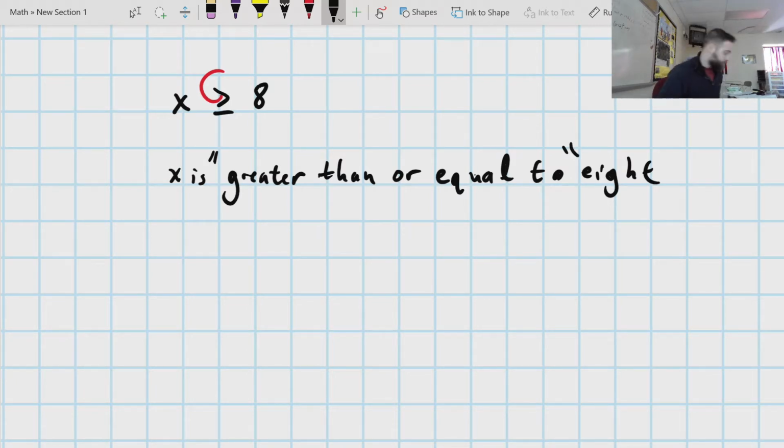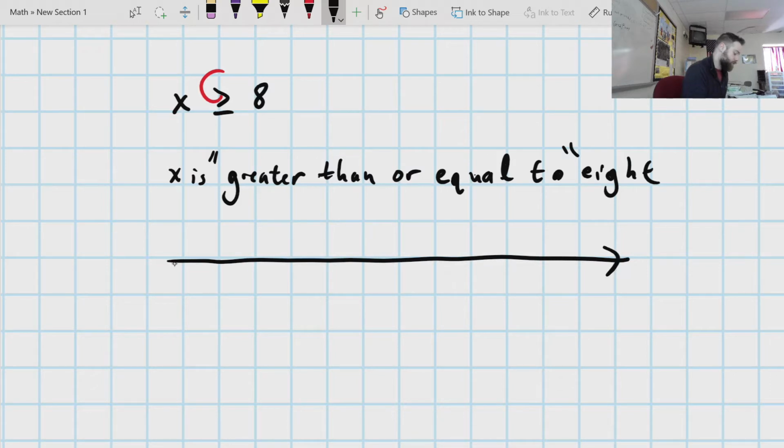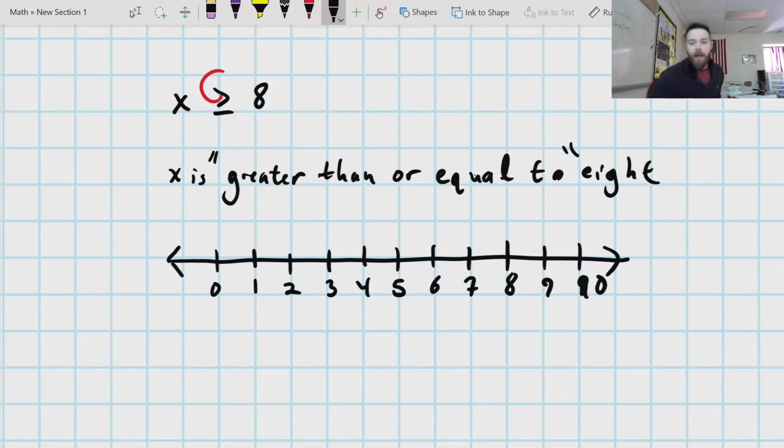So in this case, what are numbers that are greater than 8? Well, to kind of visualize that, I'm going to draw this number line. So I've got 0 here, 1, 2, 3, 4, 5, 6, 7, 8. And now I decide where 8 is on this number line, and we know exactly where it is. It's right here.